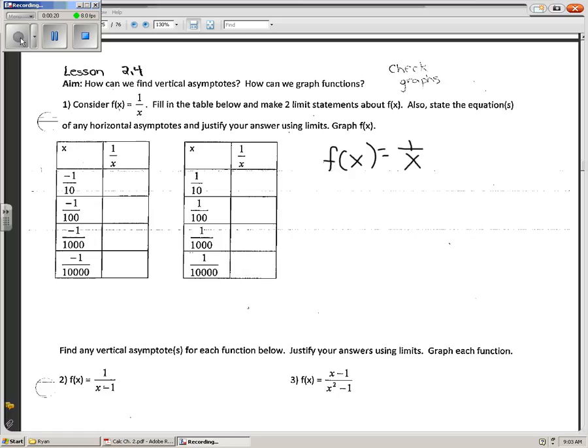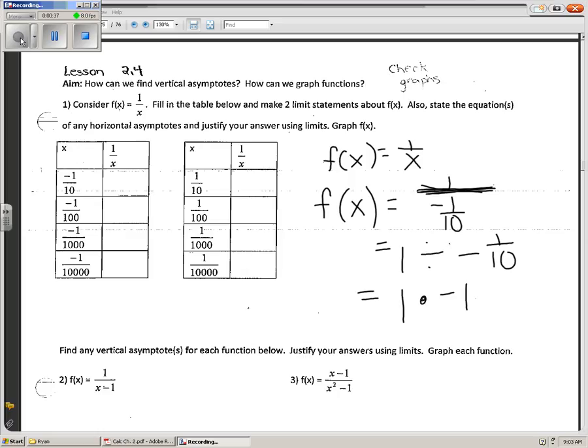Now if we put in negative 1/10 for x, we'll use keep, change, flip to find our y value because the fraction bar means divide. So we have 1 divided by negative 1/10, which is the same as 1 multiplied by negative 10, or negative 10. So now following this pattern, we can pretty quickly fill in the entire table.